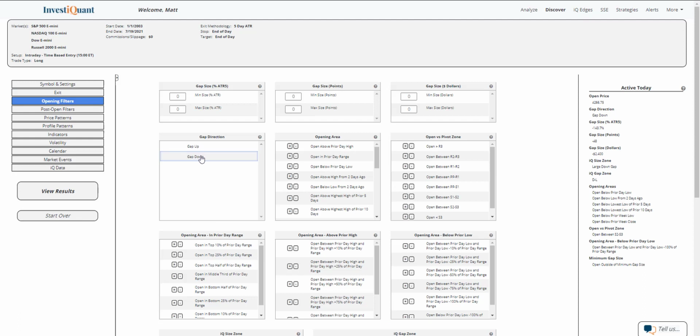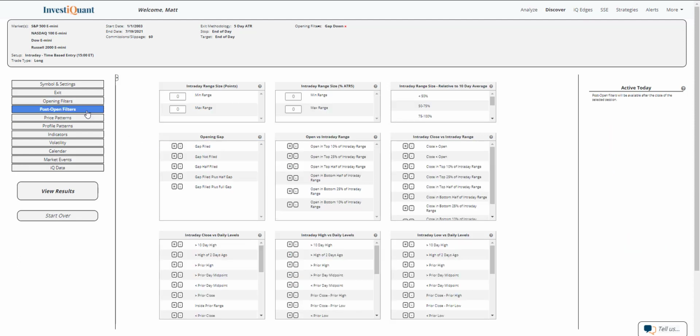I'm going to use gap down here from gap direction just to keep more samples. I'm just going to keep it gap down as opposed to gap down below prior day low or anything more specific than that. And then next, I'm going to go into the post-open filters, and I'm going to describe some of the action that we've seen so far.